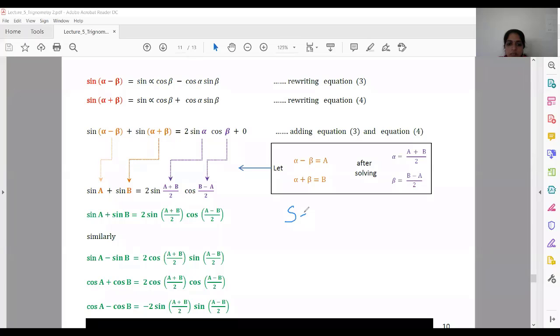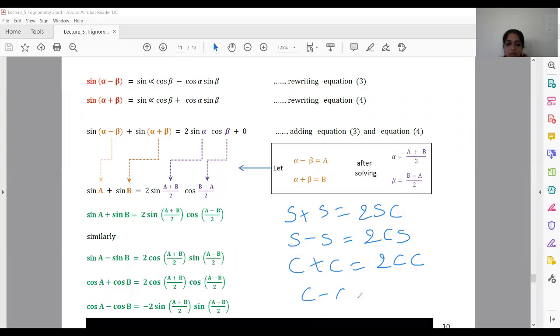This is S plus S is equal to 2SC. This is S minus S, 2CS. C plus C, this is 2CC, and C minus C, so minus 2SS. Students, S for sine and C for cos. So sine A means any theta, and sine B means again any theta. So sine A plus sine B equals 2 sine.